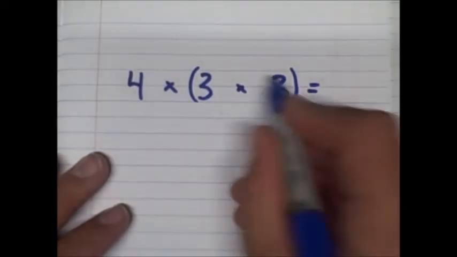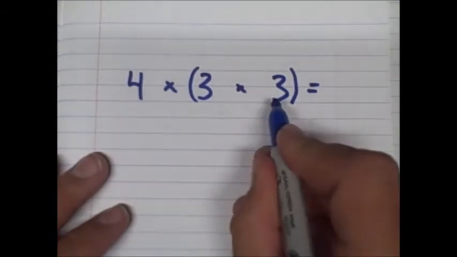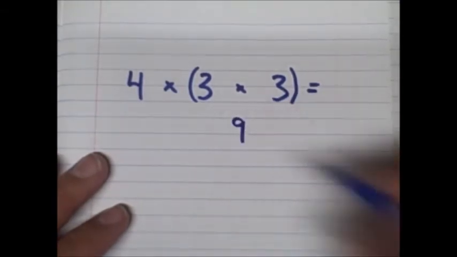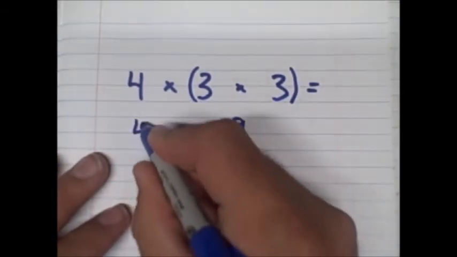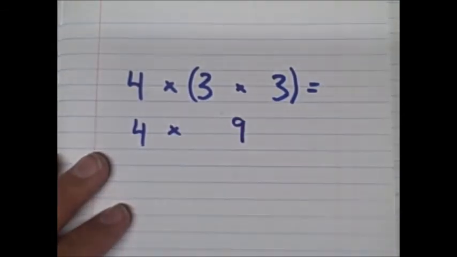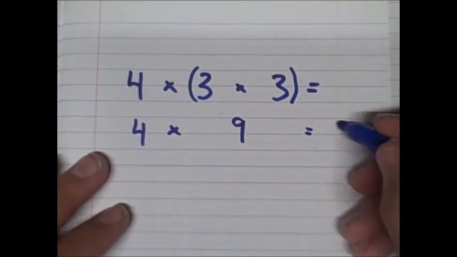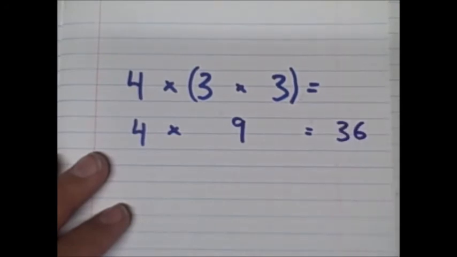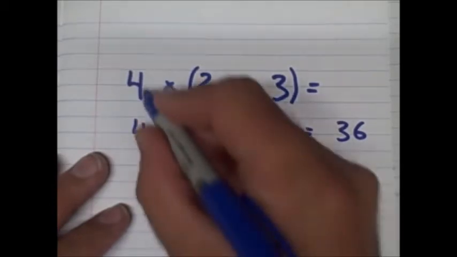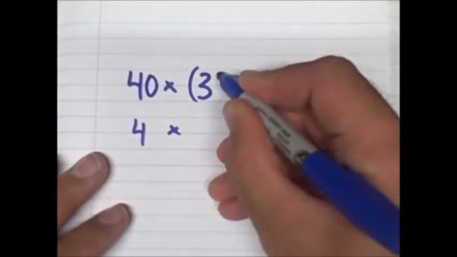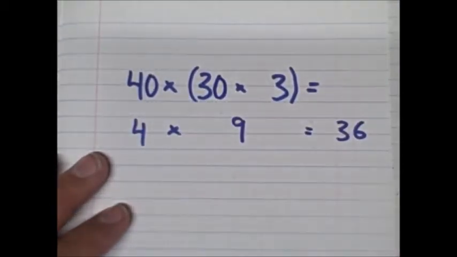Okay, the parentheses say to do that first. The product of 3 and 3, of course, is 9. The 4 then gets multiplied by that product to give our final product. 4 times 9 equals 36. Okay. Now let's take it up a level. I'm going to be adding in some zeros. And now you find out what the new product is. Pause the video and unpause when you're ready.